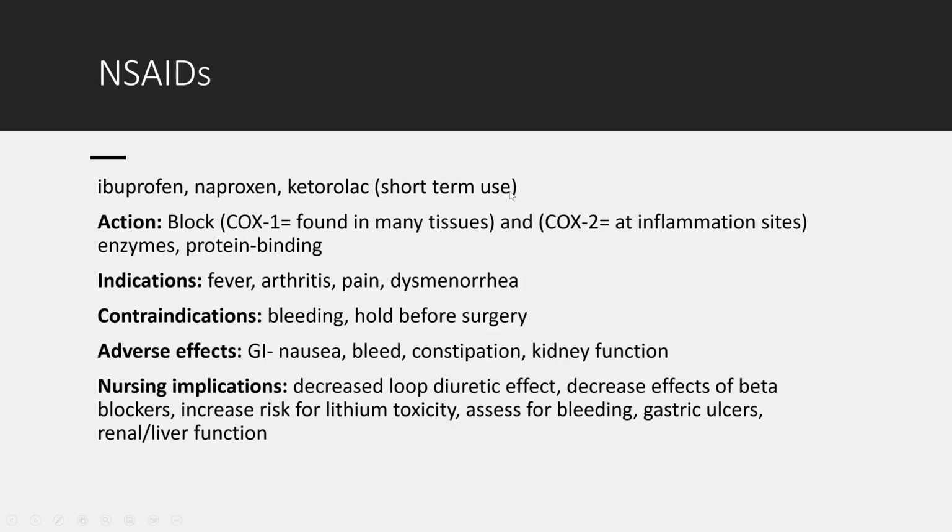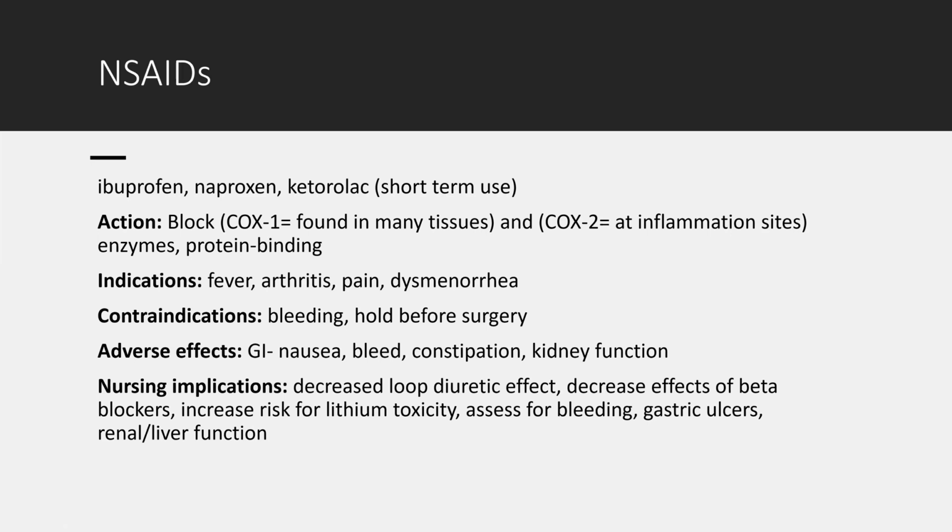So NSAIDs, you have your ibuprofen, naproxen, and ketorolac, which is a short-term use NSAID. They're indicated for fever, arthritis, pain, dysmenorrhea. Contraindicated when someone is bleeding, you're going to hold NSAIDs before surgeries. So GI effects, you're going to look for GI. You could have nausea, bleeding, constipation. You're going to watch kidney functions.